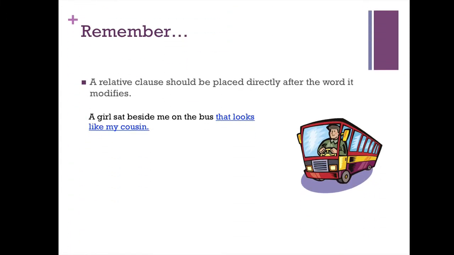Something else to remember. A relative clause should be placed directly after the word it modifies. Let's look at this one. A girl sat beside me on the bus that looks like my cousin. Well, either it's a very attractive bus or it's a very funny-looking cousin, but what that sentence says is that the bus looks like my cousin. I suspect that's not what you're trying to say.